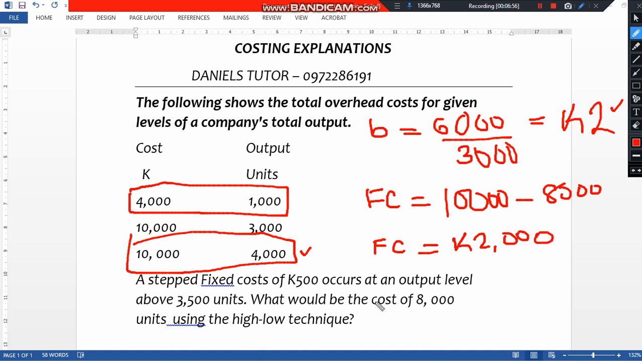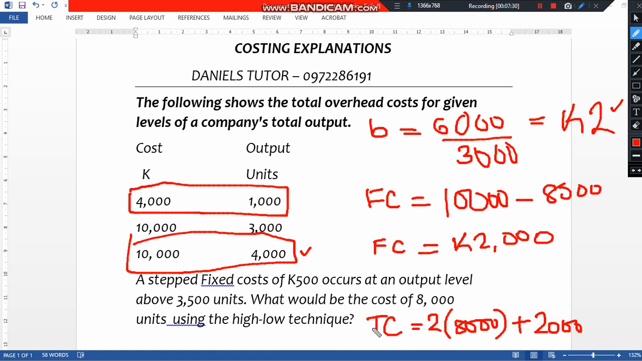So the question says, what would be the cost of 8,000 units using the high-low technique? First of all, to produce 1 unit, they are spending 2 kwacha. So the total cost would be 2 times 8,000 units. That's the variable cost, guys. Then the fixed cost is 2,000. So total cost is variable cost plus fixed costs.